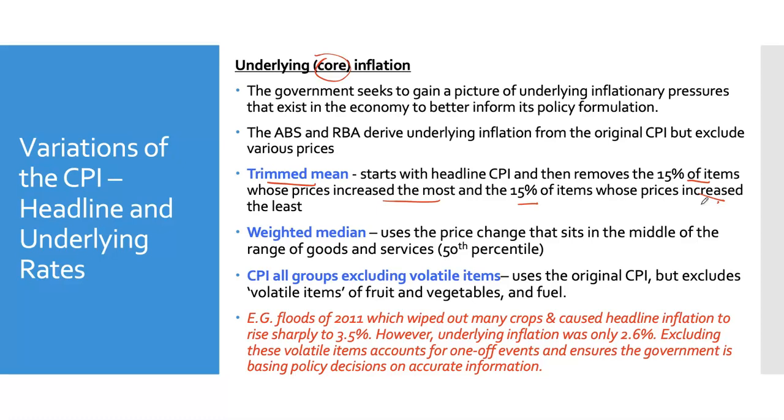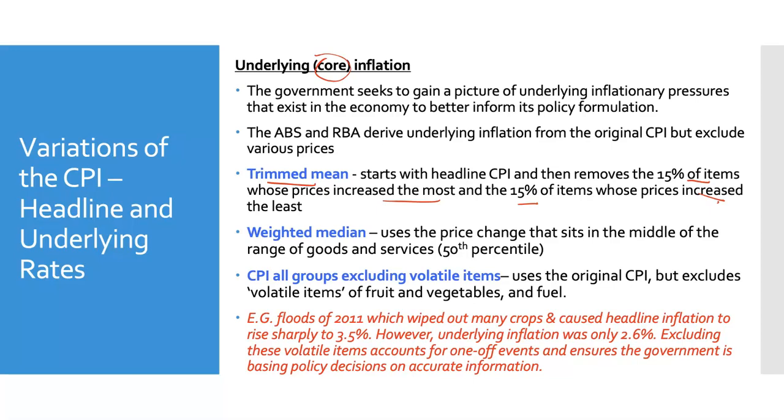They might do weighted median, which looks at the price change of the middle range of goods or services. Or they might do CPI excluding volatile items, which removes things like fruit and vegetables and fuel, which goes up or down significantly. So they're trying to work out, is this jump or reduction core changes in prices, or is it due to something that's a bit one-off that we can hopefully try and remove?